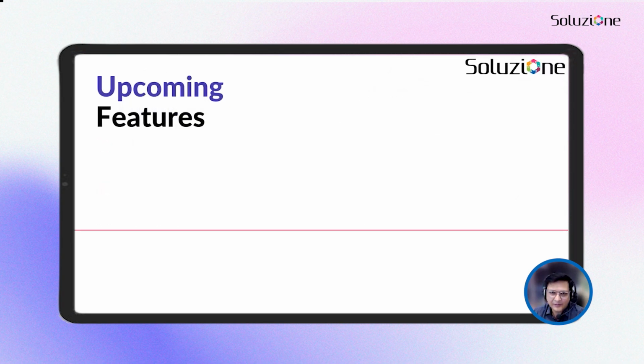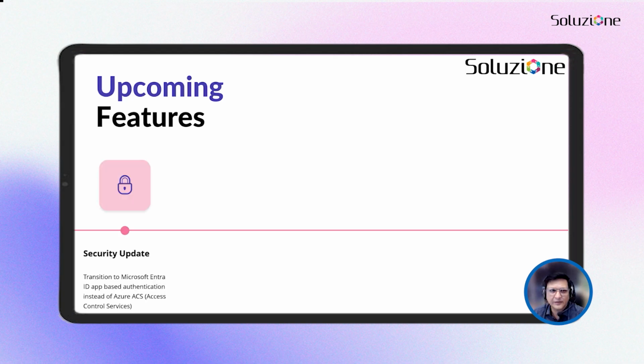So there are some key upcoming features. This add-on has been there with us for more than 3-4 years now, and it's one of the most popular add-ons. So for each of the add-ons, we have a roadmap. One of the key features that is coming in the next release is a major security update. The current version works on Azure ACS, Access Control Services, which has been deprecated by Microsoft. So we have transitioned from Azure ACS to a Microsoft Entra app-based, client ID-based authentication. That's a major update, which is a long-term support.